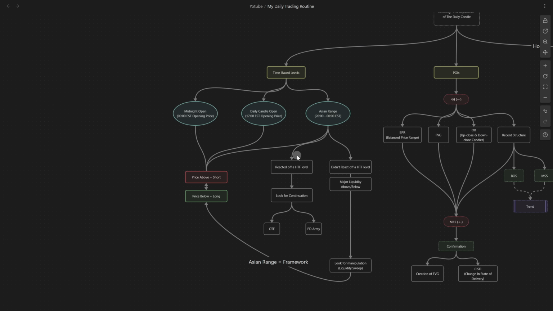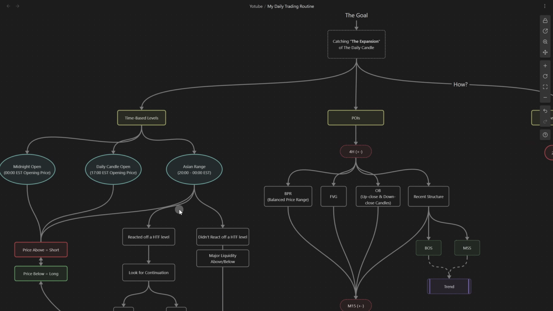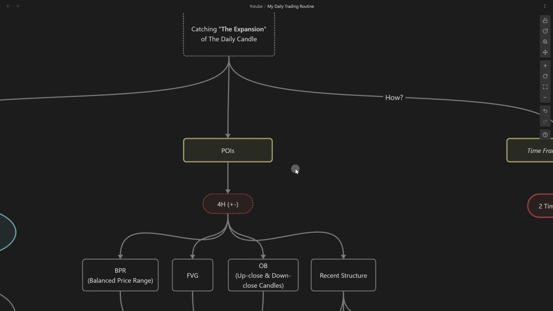The time-based levels, you should always have those levels on your chart every day. They're going to give you a framework for what you do above that level and below that level. Now we're going to go to POIs. It doesn't really matter, you can do it on any time frame, but I do suggest looking at this on the 15-minute. It's much more clear. When it comes to the POIs, that's the other thing that I do.